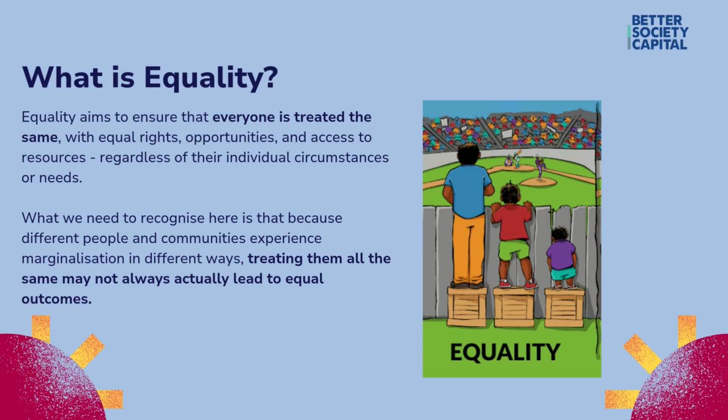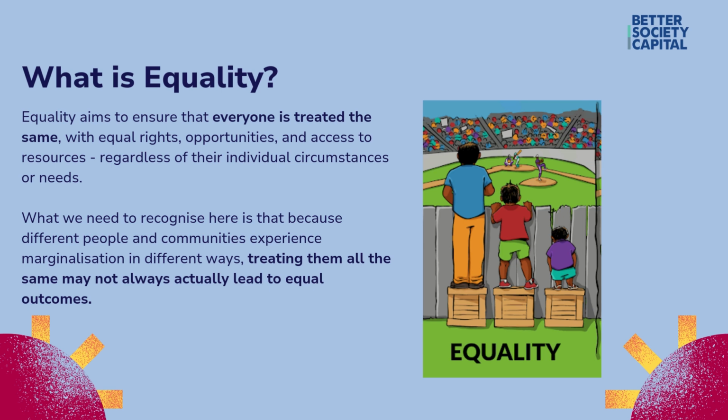Equality essentially aims to ensure that everyone is treated the same with equal rights, opportunities, and access to resources, regardless of their individual circumstances or need. This is a good practice, but one drawback is that it aims to treat everyone the same. What we need to recognise here is that because different people and communities experience marginalisation in different ways, treating them all the same may not actually lead to equal outcomes.